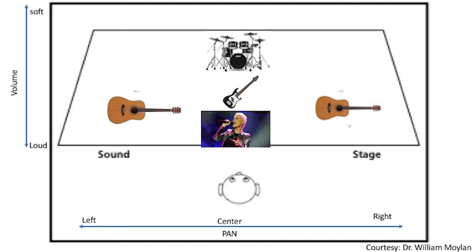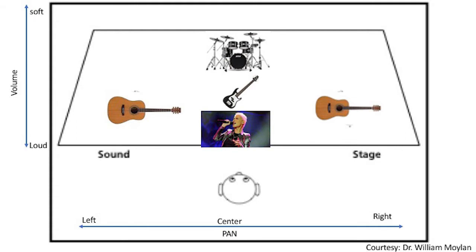How we determine how far left and how far right and the distance away from those instruments is by using volume and panning. Okay, the louder the instrument, the closer it's going to be on the stage. So it's a little bit counterintuitive. As you move that fader up for loudness, it's going to get closer to the listener. As you move the fader down, it's going to get further away.